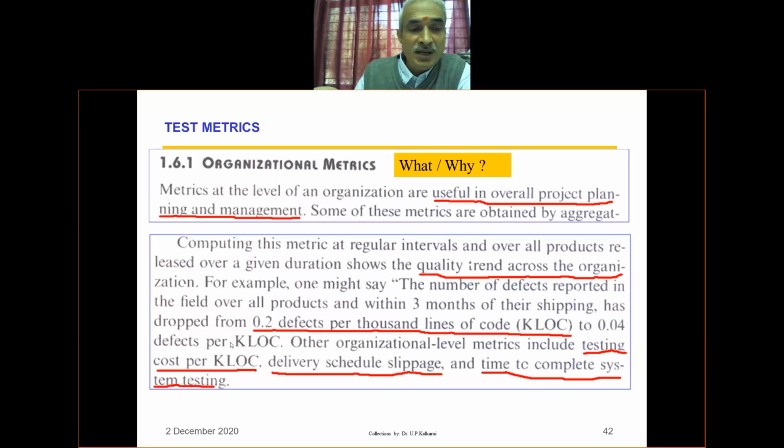Then maybe defects dropped from 0.2 defects per 1,000 lines of code to 0.004. This is one of the metrics. Another is testing cost per kilo lines of code. Delivery schedule slippage: how many times the delivery schedule is skipped because testing was not done properly. Time to complete system testing. These are metrics that speak about quality trends across different projects, maybe across organizations.